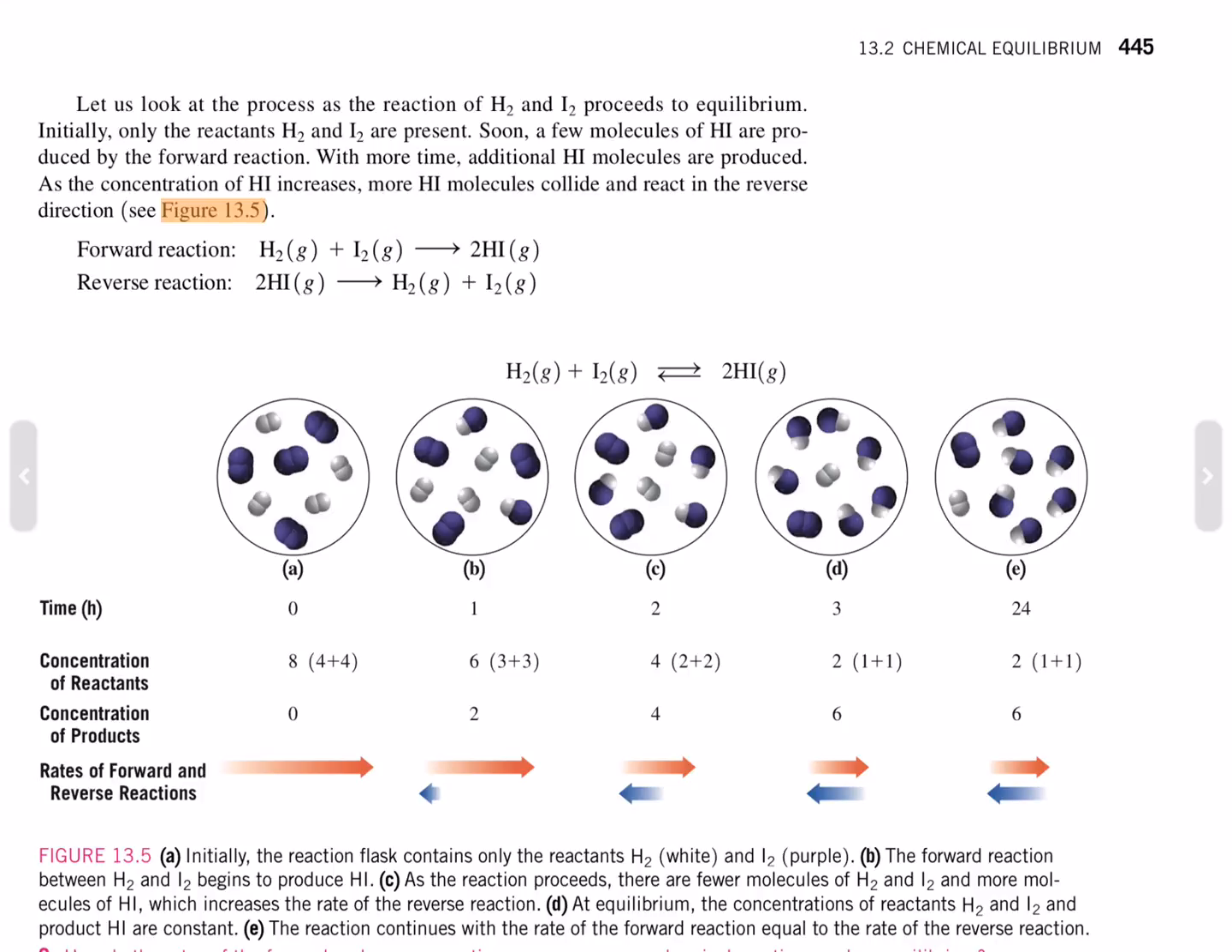As the reaction proceeds, there are fewer molecules of hydrogen and iodine and more molecules of HI, which increases the rate of the reverse reaction. At equilibrium, the concentrations of the reactants, hydrogen and iodine, and the product are constant. The reaction continues with the rate of the forward reaction equaling the rate of the reverse reaction.